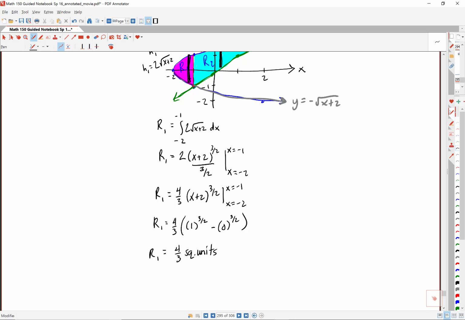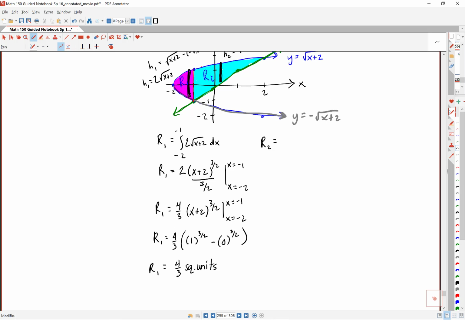Now, for region 2, that'll look more normal, right? So you'll have the integral going from -1 to 2 of root (x plus 2) minus x dx, which will give us, let's see, 2/3 times (x plus 2) to the 3/2 minus 1/2 x squared, and that's all evaluated from x is -1 to x is 2.